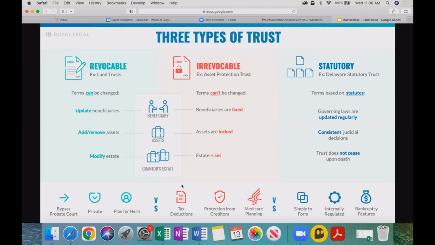But that's why it says tax deductions. It is a separate standalone entity, which means you don't control it anymore, which means it does protect you from creditors. And these two are linked with Medicare planning as well. It can shield some of the costs from that.